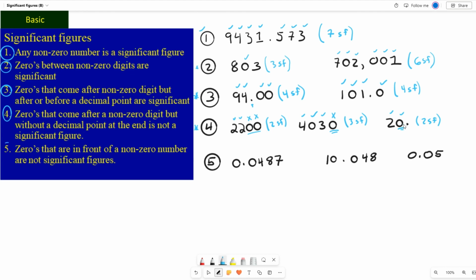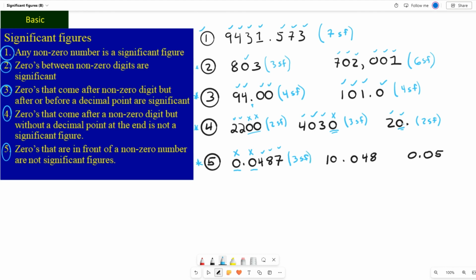If we take a look at the next examples down here, rule number 5: zeros that are in front of non-zero numbers are not significant, even if there's a decimal involved. So if we take a look at this example down here for number 5, obviously the 4, the 8, and the 7 are significant, but these zeros are in front. They're the very first numbers that you see, even though there's a decimal there. They're the very first numbers in this overall term here, so they are not significant. So this number has 3 significant figures.